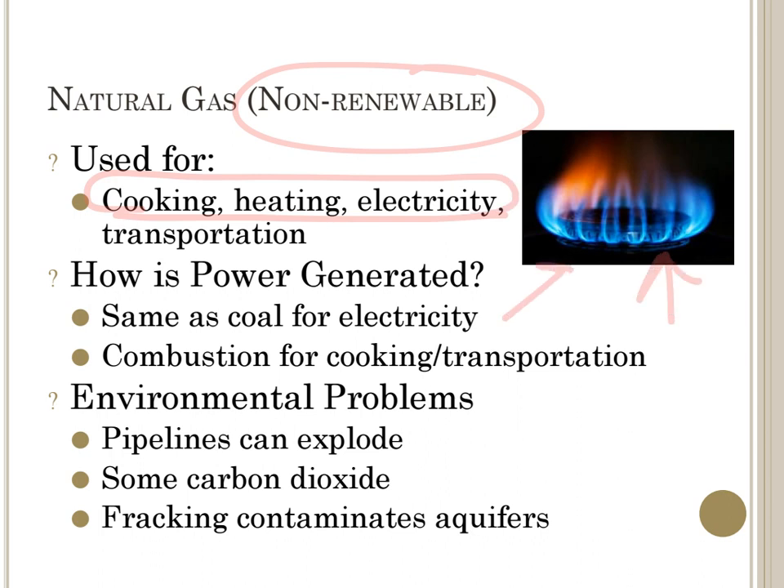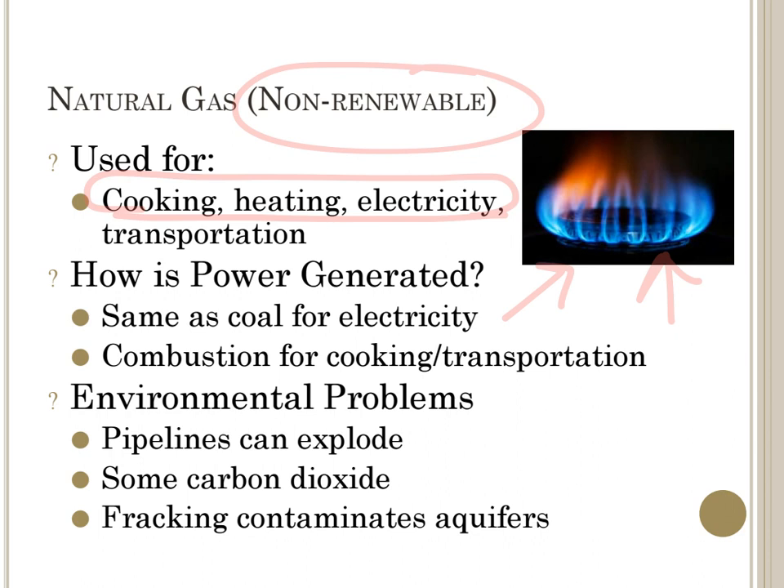The main use is going to be cooking in your house. And I have a picture here of these burners showing you that a lot of people have gas-powered ovens and stoves. In our homes, a lot of us have a gas heater, and then we burn a lot of it to produce electricity. In California, we do make a lot of our electricity from natural gas. And around the country, it's replacing coal for a lot of electricity. It's still not the leader in electricity.